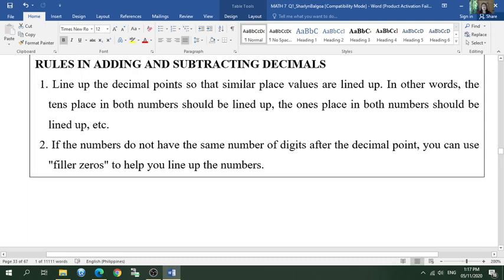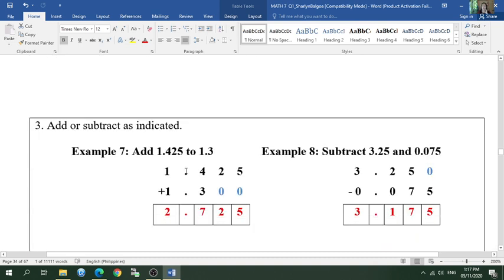Line up the decimal points so that similar place values are lined up. In other words, the tens place in both numbers should be lined up. The ones place in both numbers should be lined up, and so on. If the numbers do not have the same number of digits after the decimal point, you can use filler zeros to help you line up the numbers. Kagaya nito.